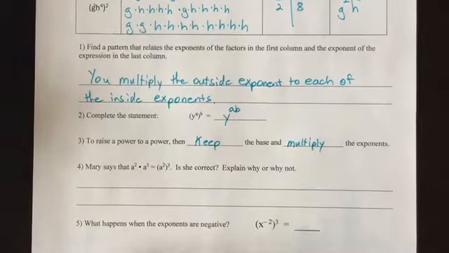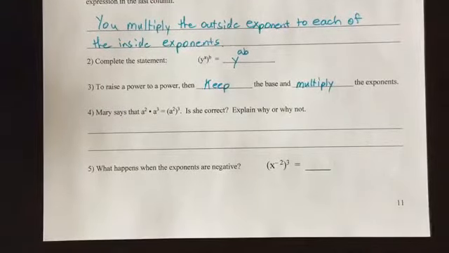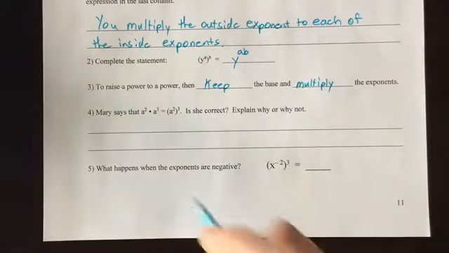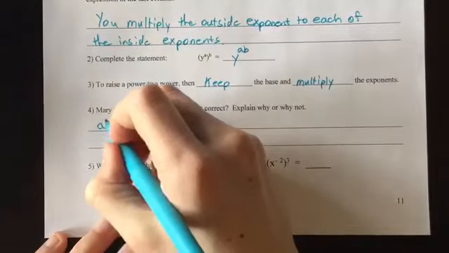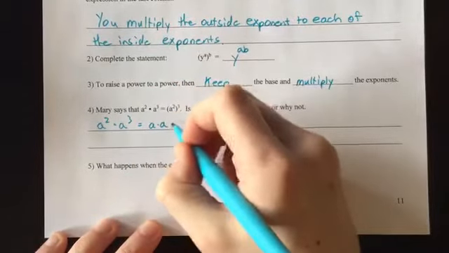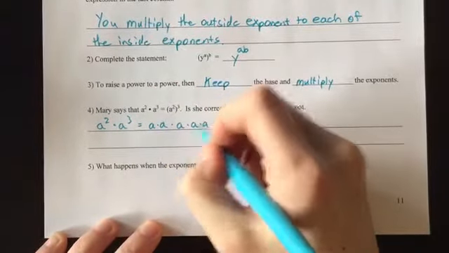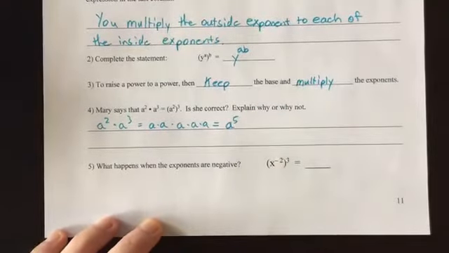Number 4, Mary says that a to the 2nd times a to the 3rd equals a to the 2nd to the 3rd power. Is she correct? Explain why or why not. Well, let's look at what we actually have here. Let's work the left side first. A squared times a to the 3rd. Well, I know that's a times a times a times a times a, a times itself 5 times. So that would be a to the 5th.